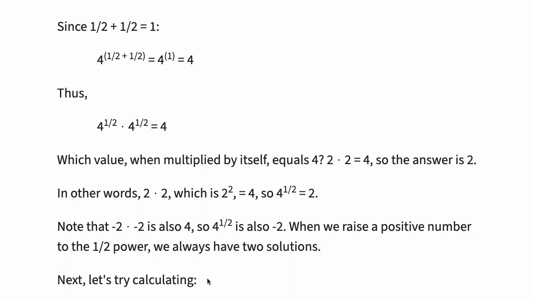Which value, when multiplied by itself, equals 4? 2 times 2 equals 4, so the answer is 2. In other words, 2 times 2, which is 2 to the second power, equals 4, so 4 to the half is equal to 2. Note that negative 2 times negative 2 is also 4, so 4 to the half is also negative 2. When we raise a positive number to the half power, we always have two solutions.